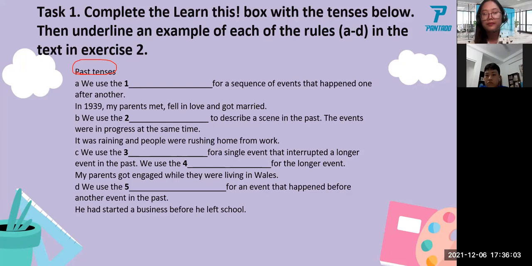Please read A. We use the past simple for a sequence of events that happened one after another. So this is past simple. Yes, very good. You're great. For example, in 1939, my parents met, fell in love, and got married. We use the blank to describe a scene in the past. What is it?